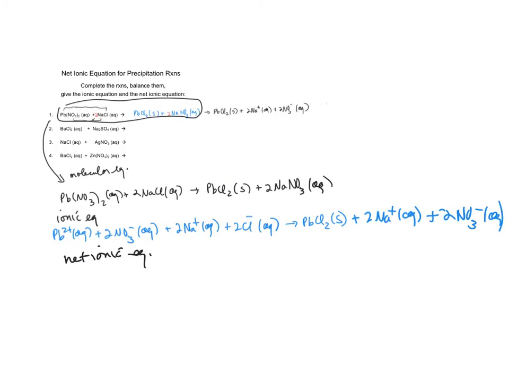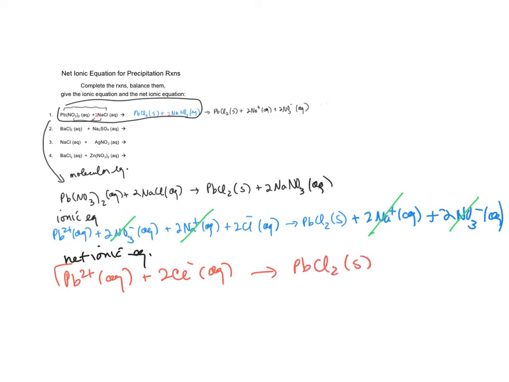So you're going to take those spectators, and they should be the same on both sides. That's how you know they're the spectators. And then you have the net ionic equation: lead 2+ aqueous plus 2 chloride forms lead chloride solid. So this is the essence of the reaction. That's the net ionic equation.